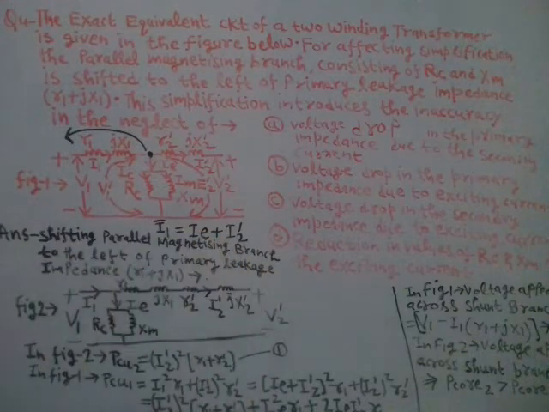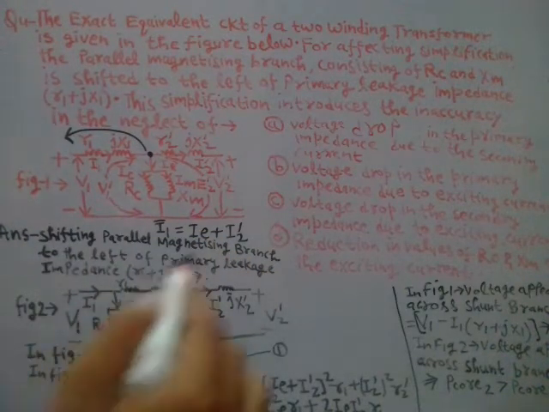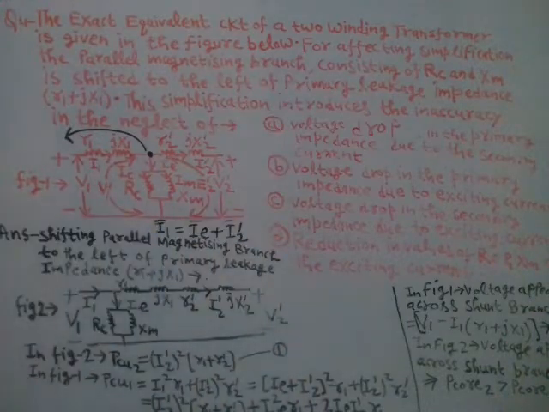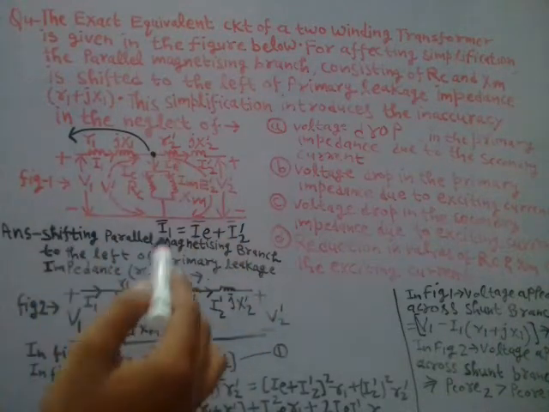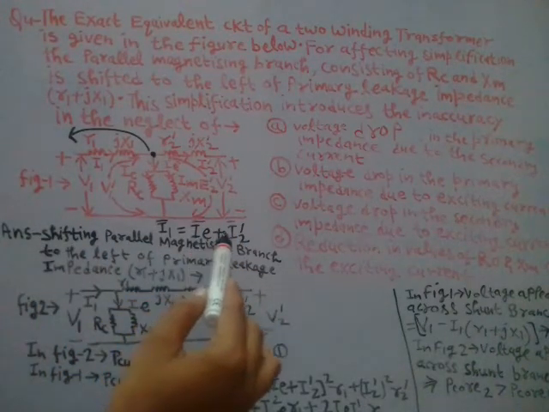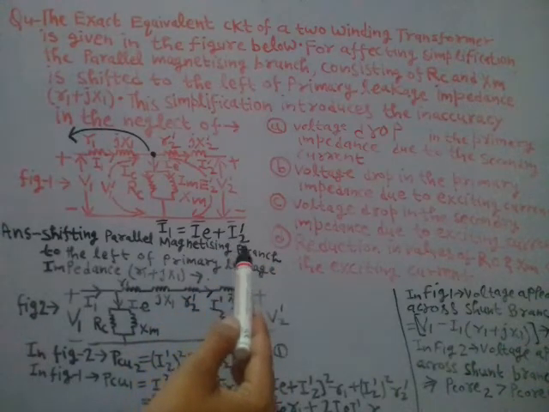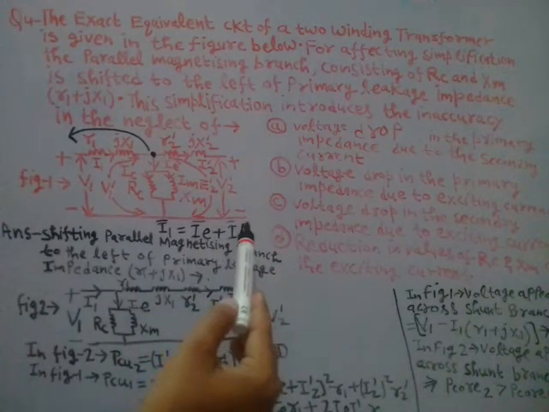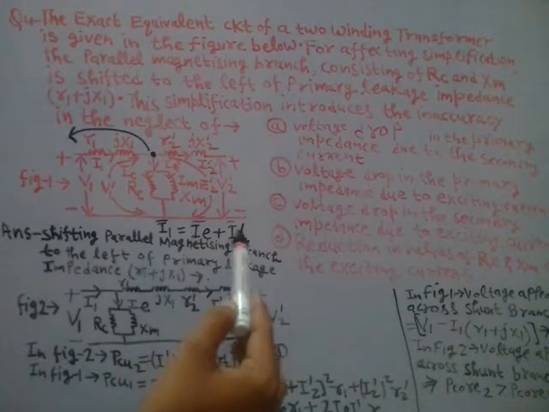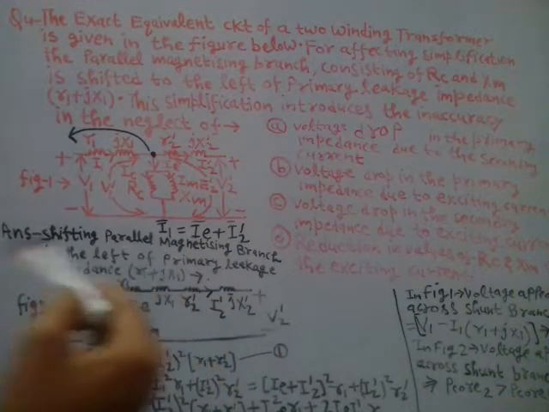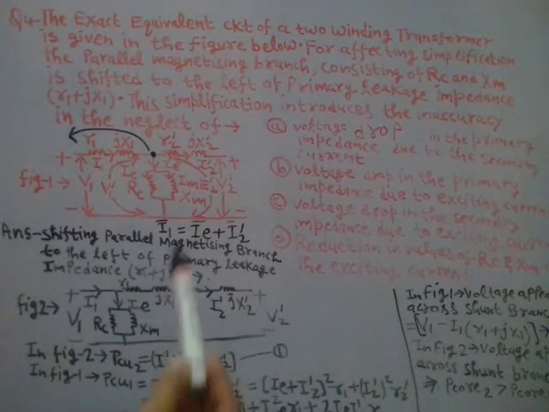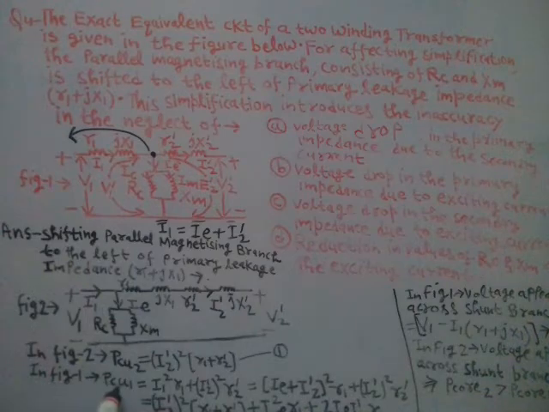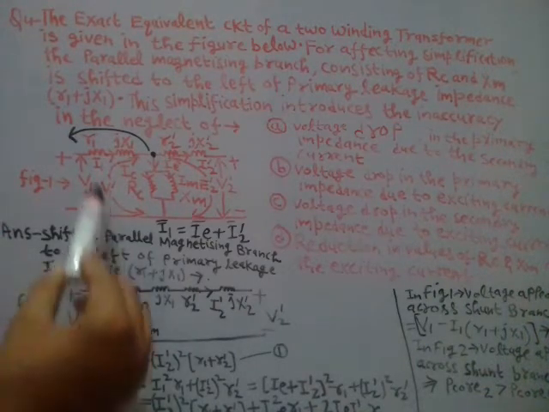These are basically phasor values because we are dealing with AC. So phasor sum of IE, the exciting current, plus secondary winding current I2 dash, which is referred to primary side, that's why I2 dash, will be equal to primary winding current I1. Now analyze figure number 1. Figure number 1 is this question figure.